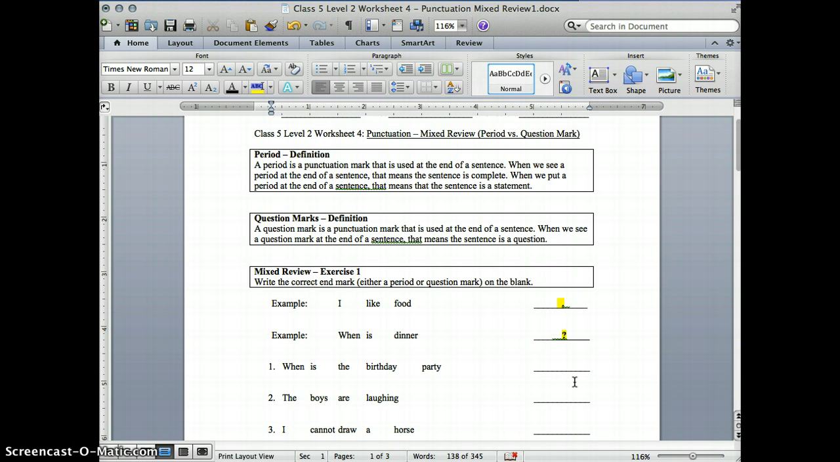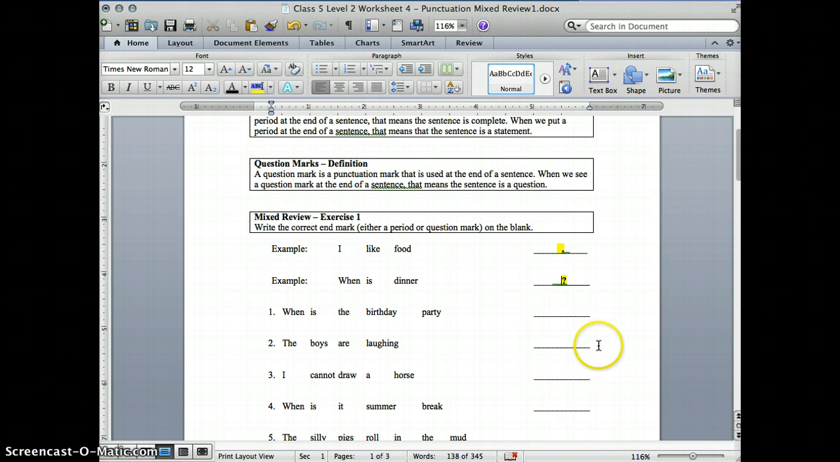Okay, so let's try number one. When is the birthday party? Is that a question or is that a statement? Do we know when the birthday party is, or is that what we're asking? Exactly, it's a question mark. That's why we put a question mark, because it's a question.